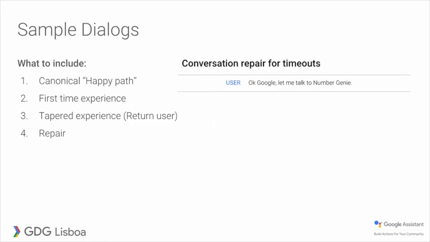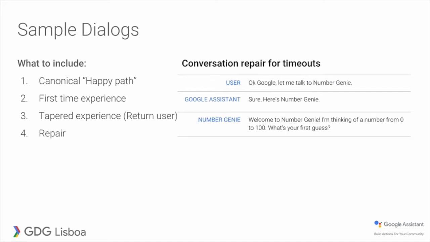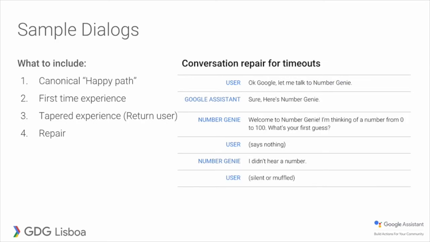So we've got our Number Genie app here, where you try and guess the number that the Number Genie is thinking about. So you're going to say, talk to Number Genie. Yeah, sure, here's Number Genie. It will say, welcome, I'm thinking of a number between 0 and 100. Then what's your first guess? And the user says nothing. So you're just going to wait, or maybe you're going to say, I didn't hear anything. Okay, great. And then they don't say anything again. I was like, okay, thank you very much. You're still not there. What's your guess? And this can go forever.